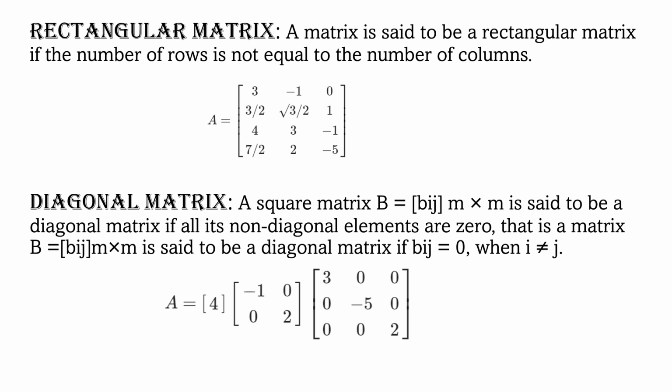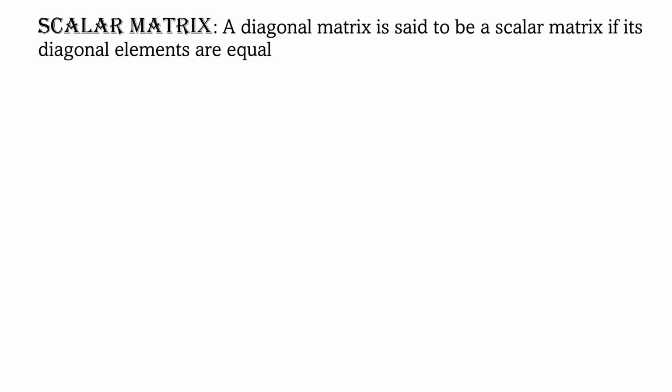Okay, now scalar matrix. A scalar matrix is said to be a scalar if its diagonal elements are equal.